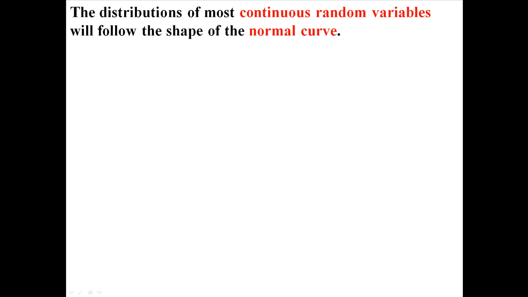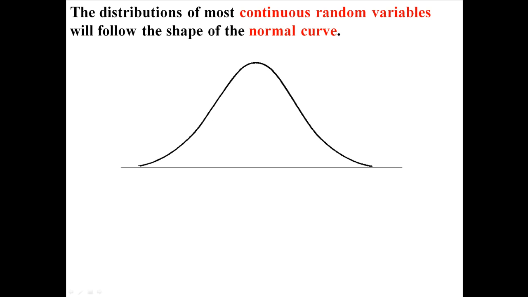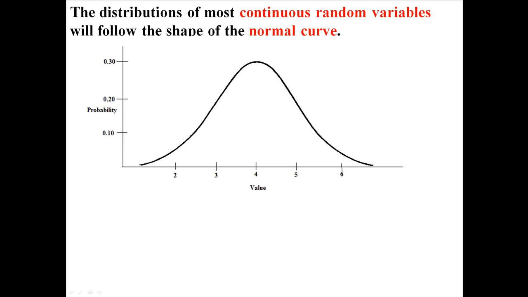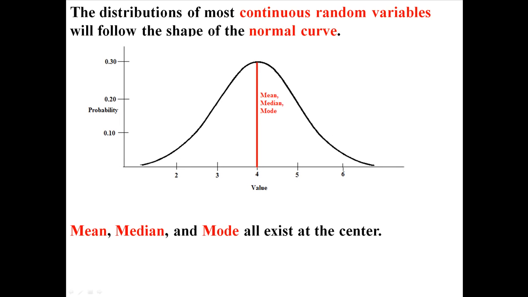So the distributions of many or most continuous variables will ideally follow the shape of the normal curve. Now the normal curve looks something like this. Now I'm going to label it where on the bottom we have values, and then on the y-axis we have the different probabilities associated with those values. So I'm just going to make up some numbers here. You can see that 4 has the highest probability, that's in the middle. So those are some values I made up.